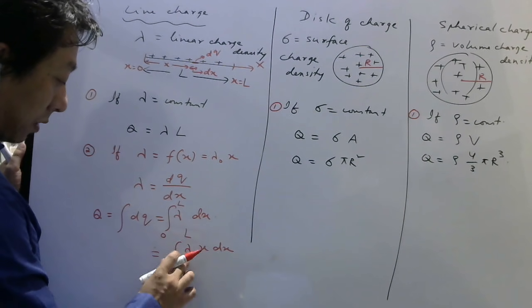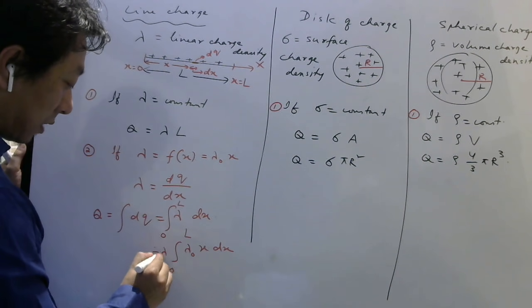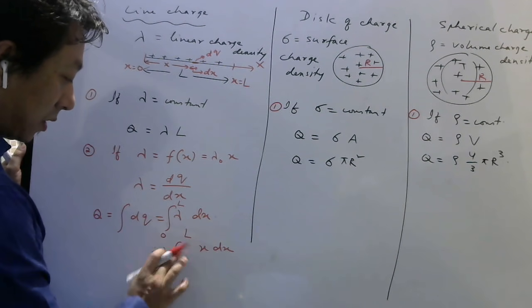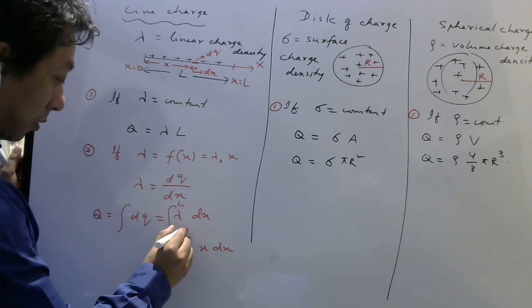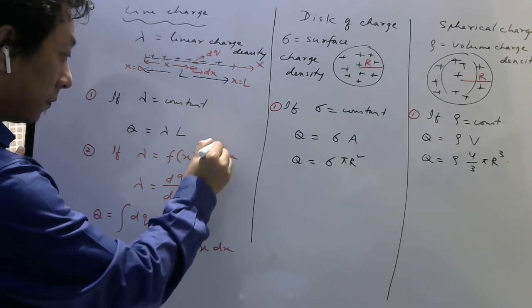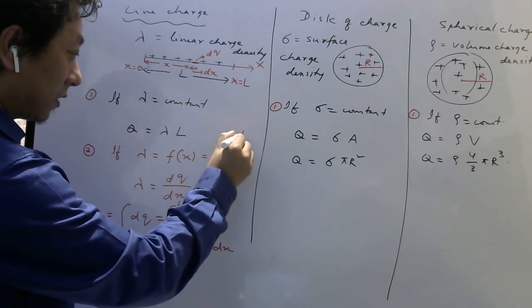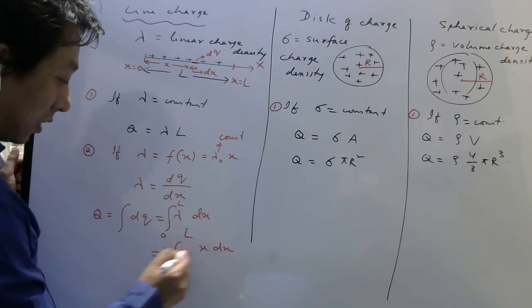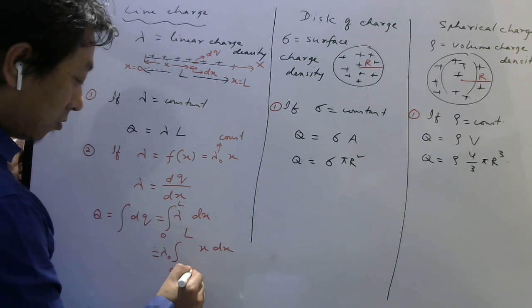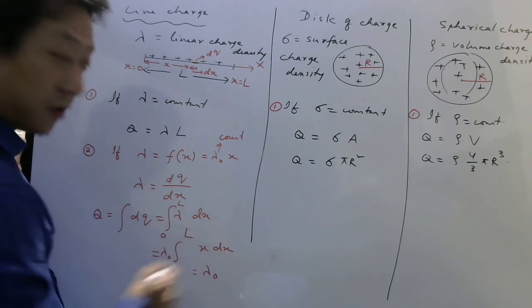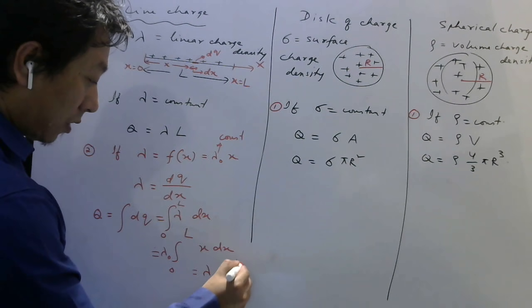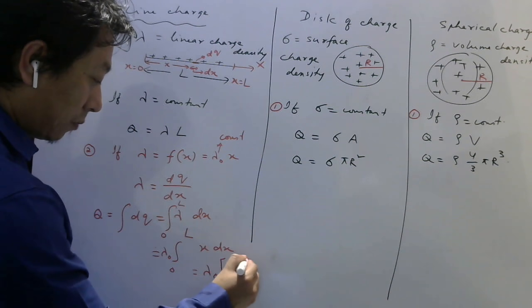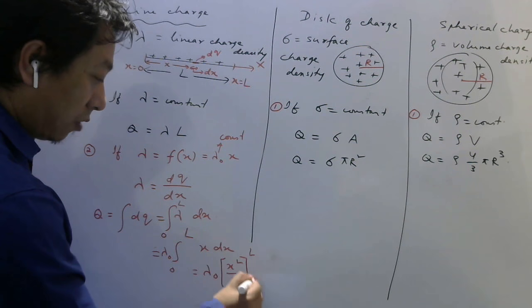Then lambda naught will come outside. Take it outside. Why did you take it outside? Because lambda naught is constant. The variable is this x. Okay or not? Okay. Now you have to integrate x dx, and for that you should use the formula. Integral of x dx is x square by 2. And put limits, upper limit L, lower limit 0.